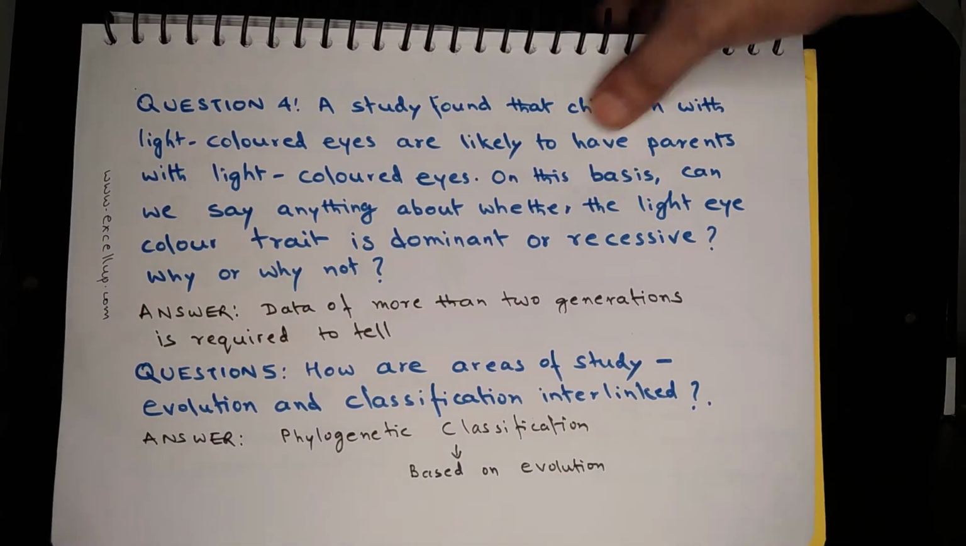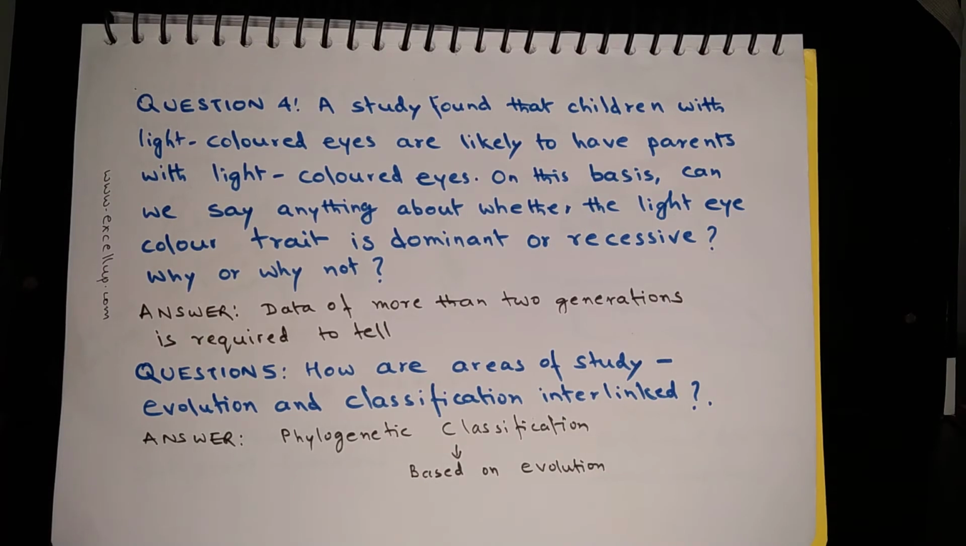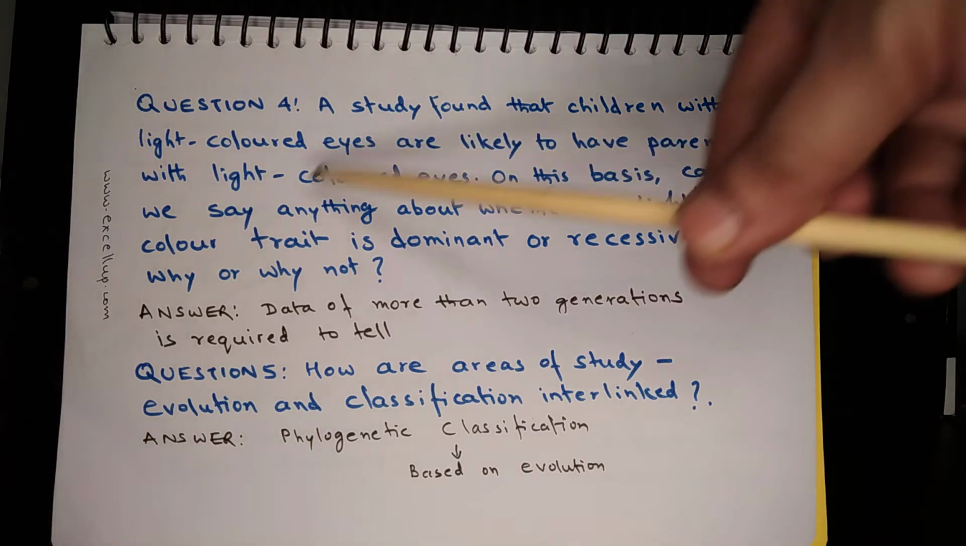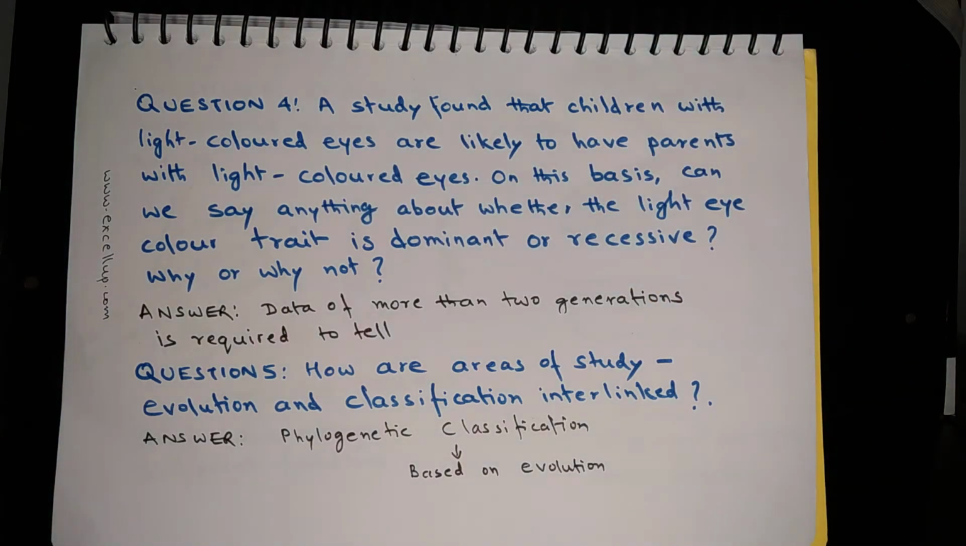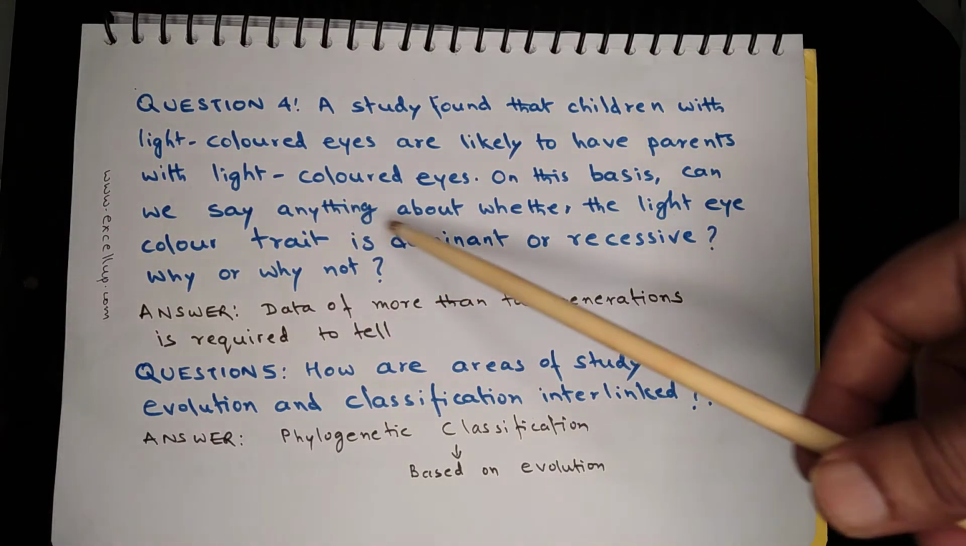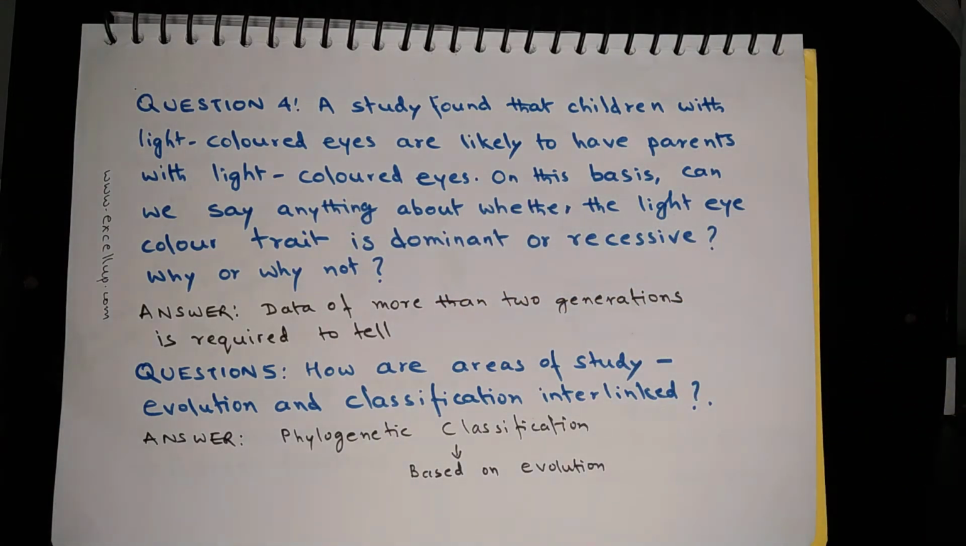Question 4. A study found that children with light colored eyes are likely to have parents with light colored eyes. On this basis, can we say anything about whether the light eye color trait is dominant or recessive?